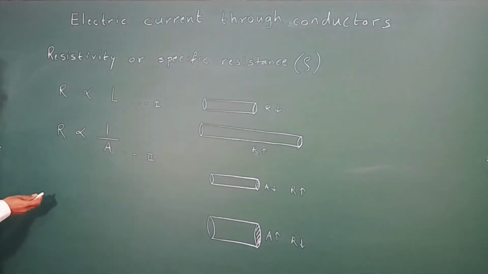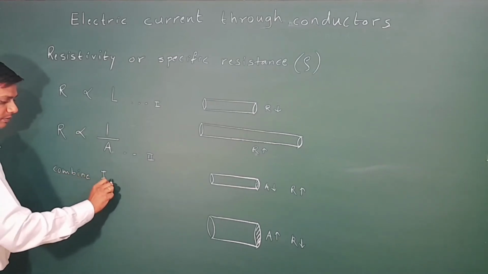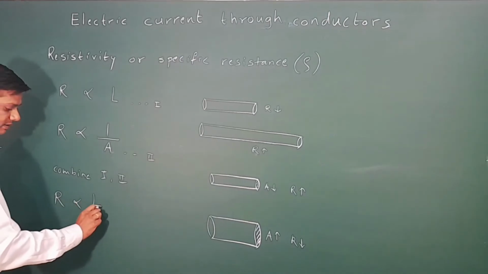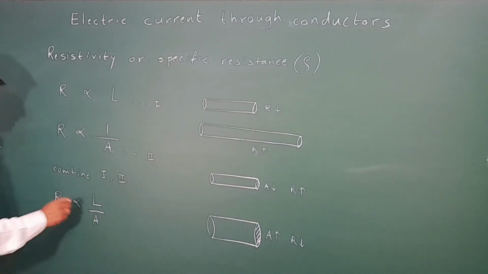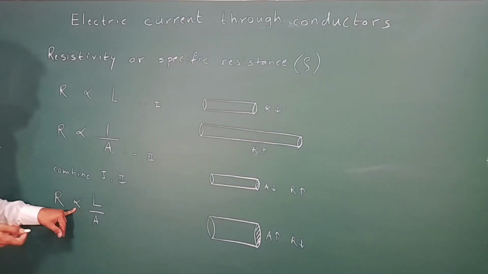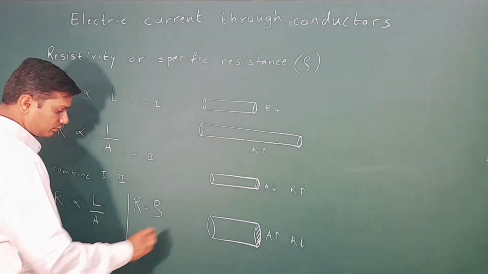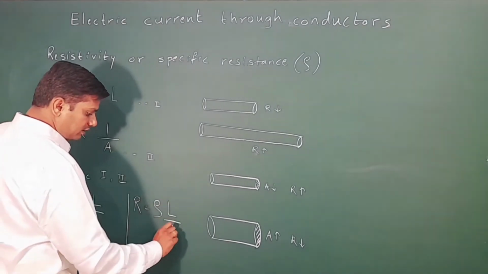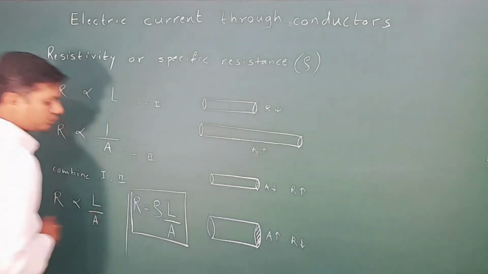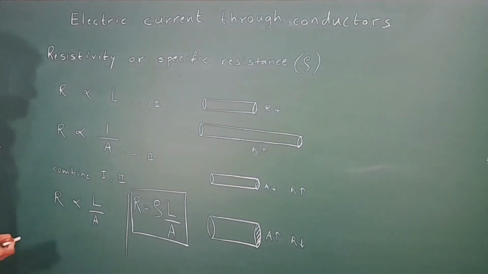Expression 2. Now if you combine 1 and 2, we get resistance is directly proportional to L upon A. Now in physics, to remove the proportionality sign, we need a constant. So here we put a constant, which is equal to rho, so R equals rho L upon A. In this expression, this rho is nothing but specific resistance or resistivity.